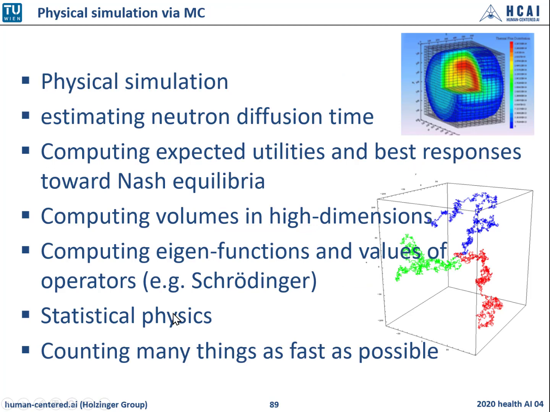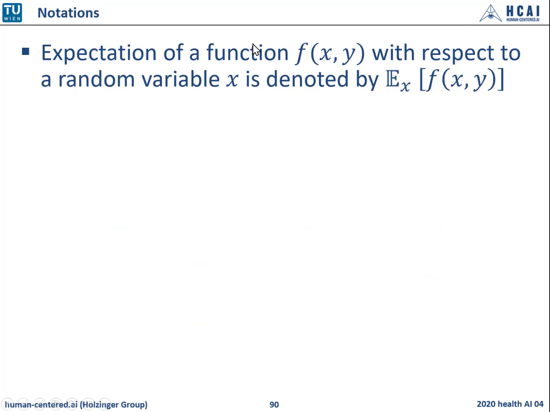Okay, so what can we do? For example, a random walk. This is a typical example here. So use it as physical simulation, counting many things as fast as possible, and you can compute eigenfunctions and so on. And on the notation, we have the expectation of a function f of x with respect to a random variable x. This is denoted by E of x. And please remember the part on expectation maximization in the first lecture.